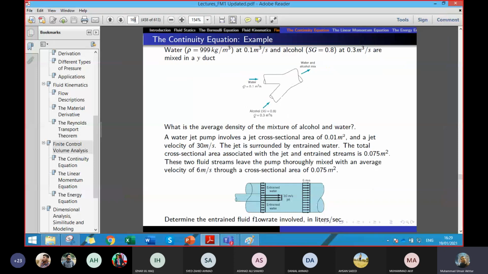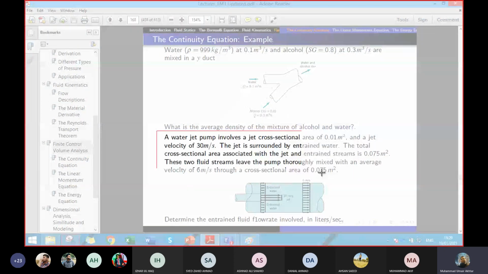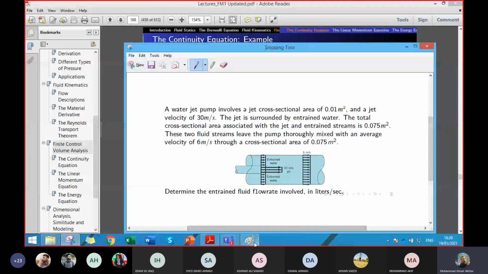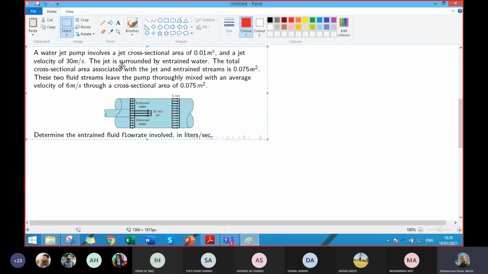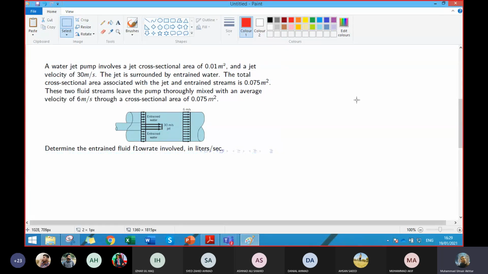Okay, I will just give you a hint to solve these problems, and then you'll solve them yourself. In the next problem, you are given a water jet pump. A water jet pump is just like a syringe. You all know what a syringe is, right? An injection. So what happens in a water jet pump is, when you push the plunger in, the center line fluid gets accelerated, and it moves at a faster velocity as compared to the fluid on the sides.